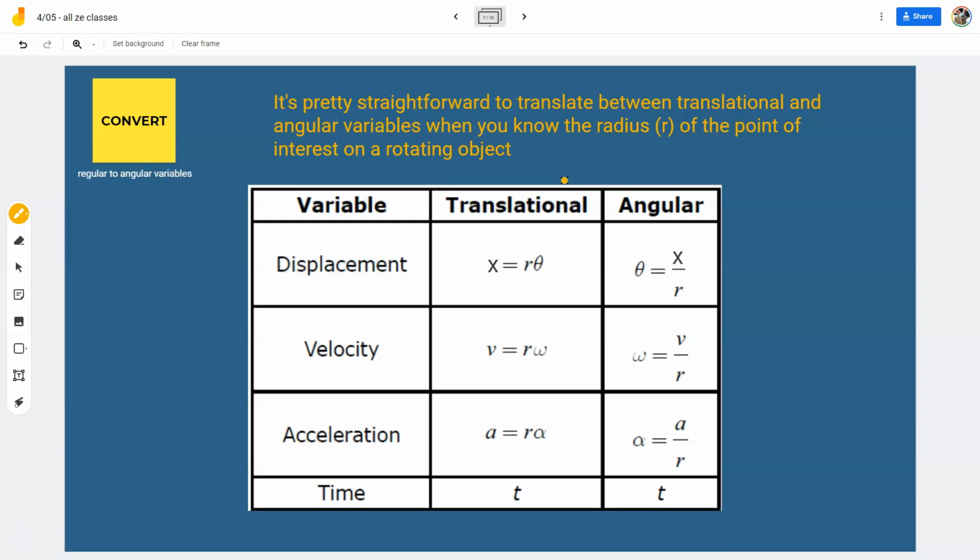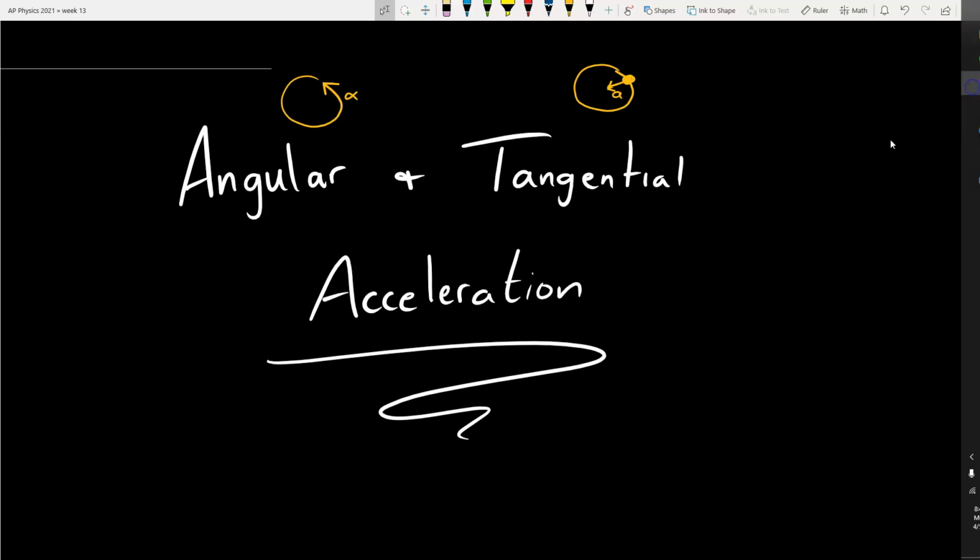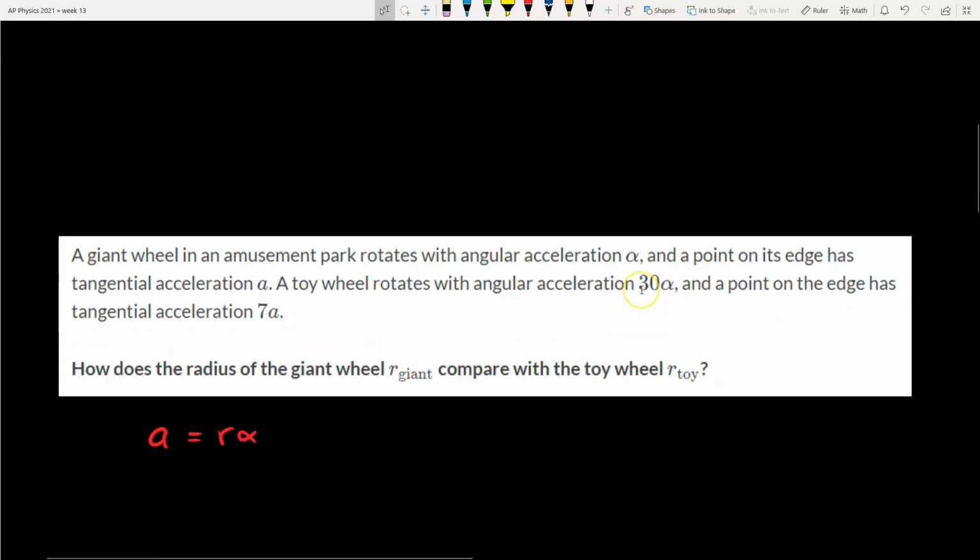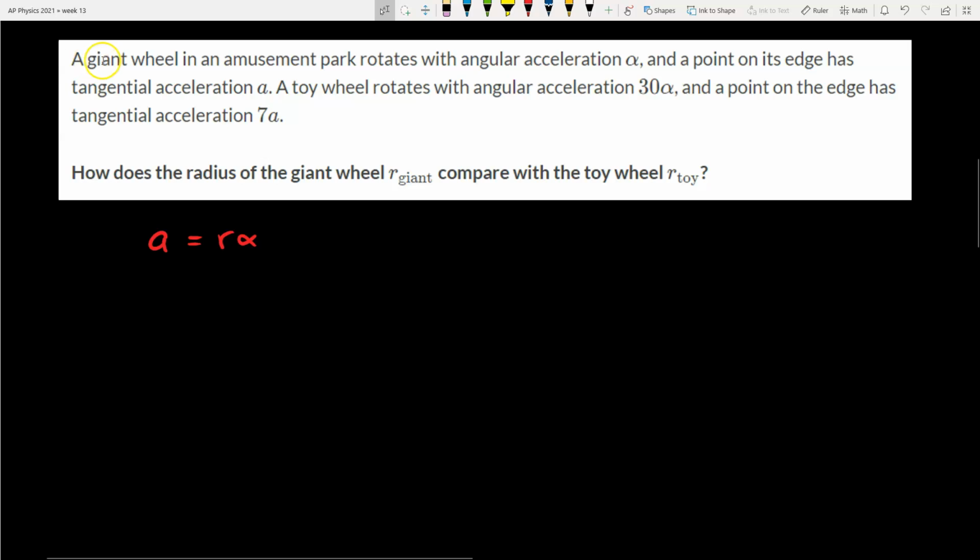Okay? So let's get to some examples. The examples in your skill for Khan Academy have to do with proportional reasoning. And what those look like is something like this. A giant wheel in an amusement park rotates with an angular acceleration alpha, and a point on its edge has tangential acceleration a. So here is the equation. This came from that little table that we used earlier. A toy wheel rotates with angular acceleration 30 alpha.